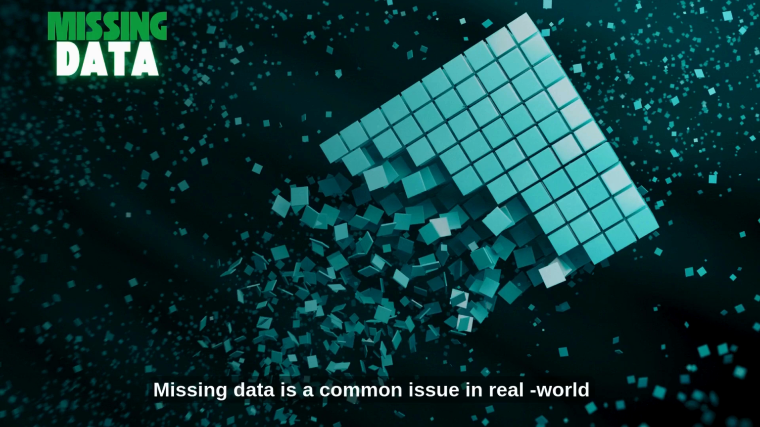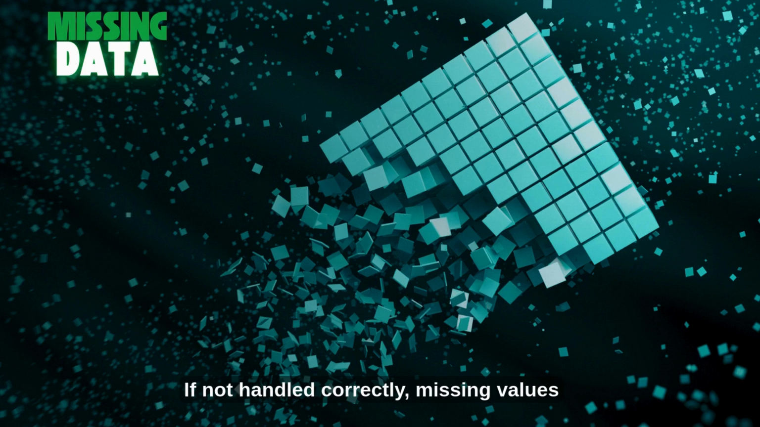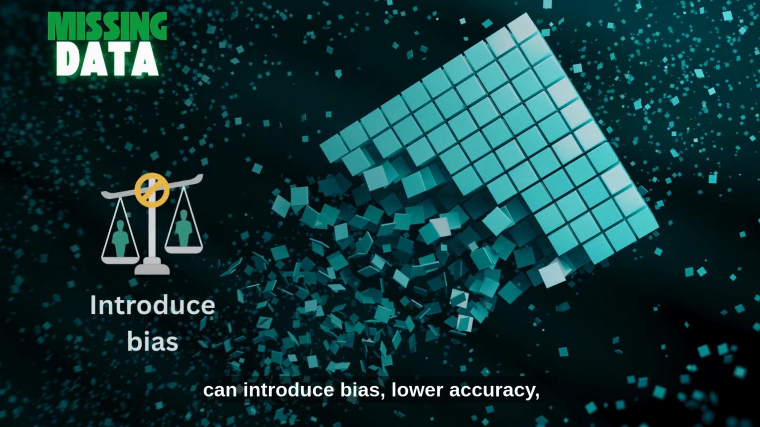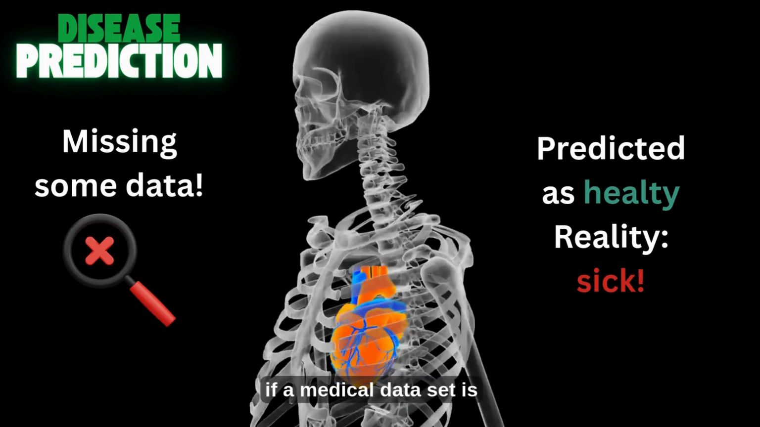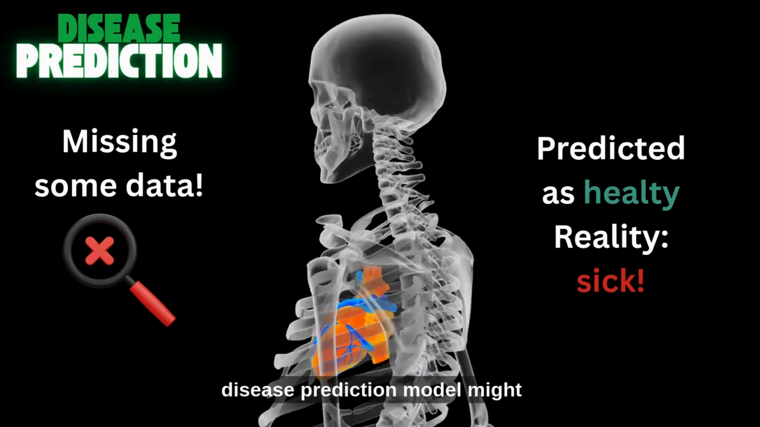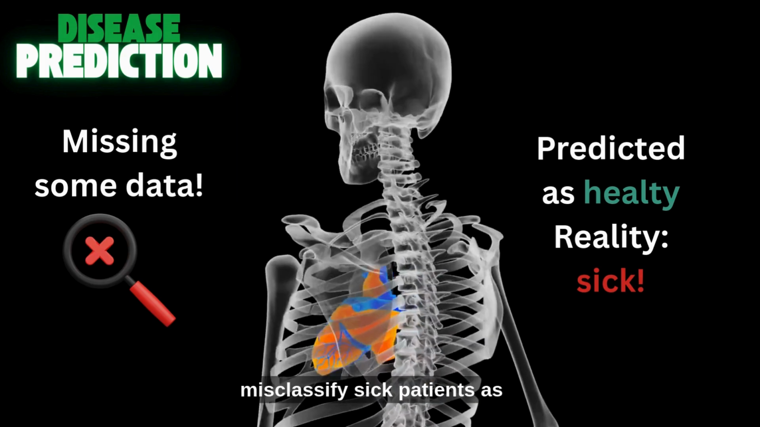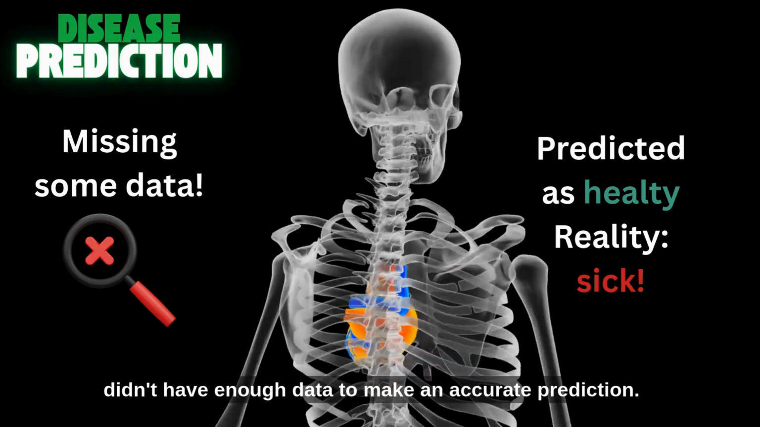Missing data is a common issue in real-world datasets, and it can seriously impact the performance of your machine learning models. If not handled correctly, missing values can introduce bias, lower accuracy, and break certain algorithms entirely, as lots of machine learning algorithms do not support data with missing values. For example, if a medical dataset is missing patient information, a disease prediction model might misclassify sick patients as healthy simply because the model didn't have enough data to make an accurate prediction.